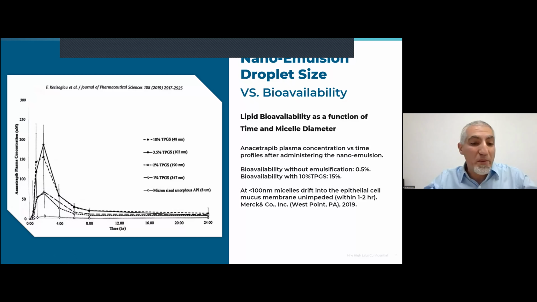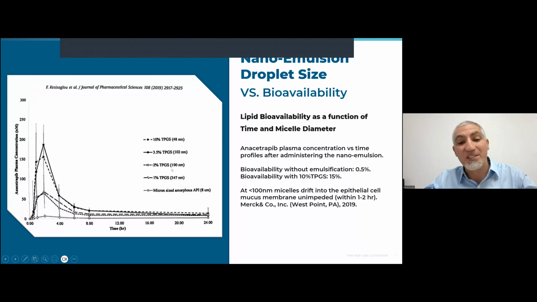When you go from macroemulsion to microemulsion size, you see a drastic increase in absorption. However, between 347 and 190 nanometers, there is statistically no difference in absorption. So, whether you're 200 nanometers or 400 nanometers, there's almost no difference there.